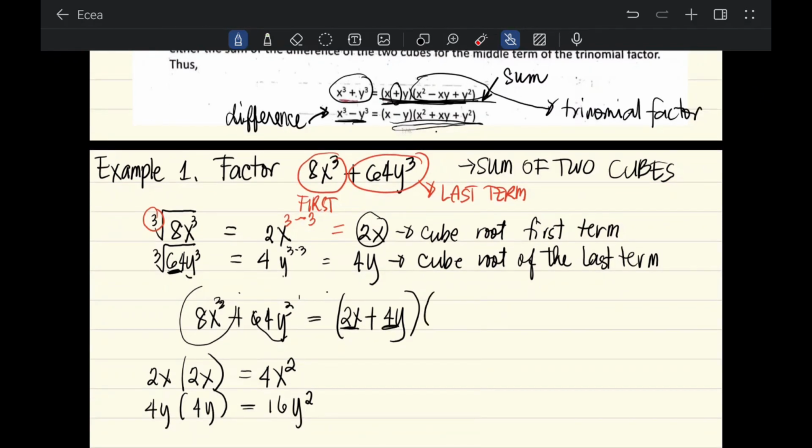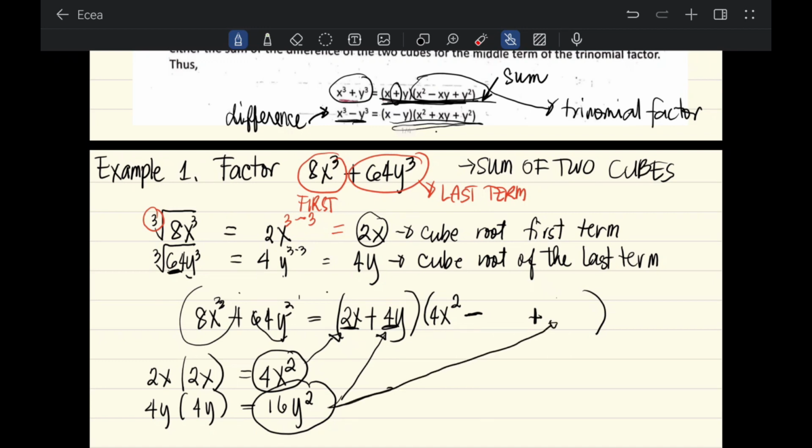So, isulat na nato siya. Again, the signs here. Be careful. You copy the signs and the last is positive. So, our first term here is 4x squared, kay mao man ni ang first term sa atong binomial. So, we copy 4x squared. And our last term is 16y squared because siya ang last term sa atong binomial factor. So, dira, isulat na to si 16y squared.